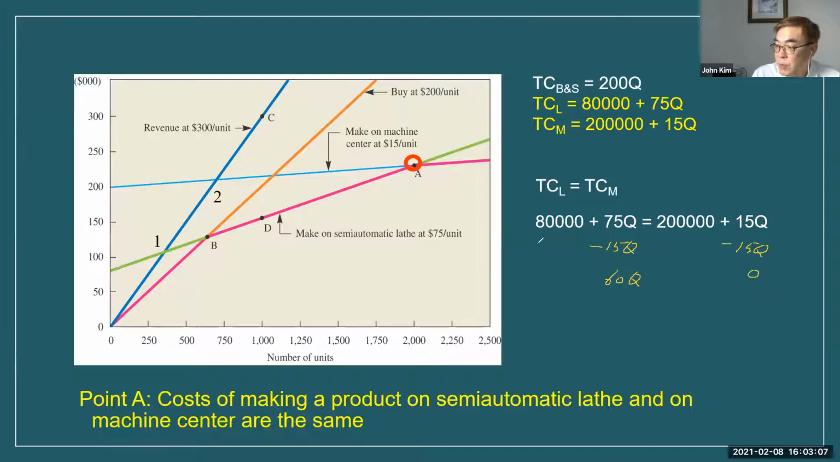And then to get rid of this part, minus 80,000 both sides, and this one will be 0. This one will be 120,000 divided by 60. So Q equals 2,000. So this point is on 2,000.